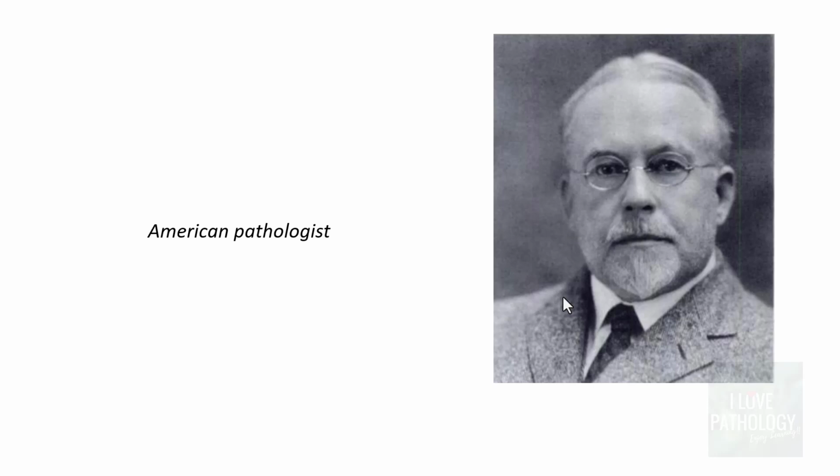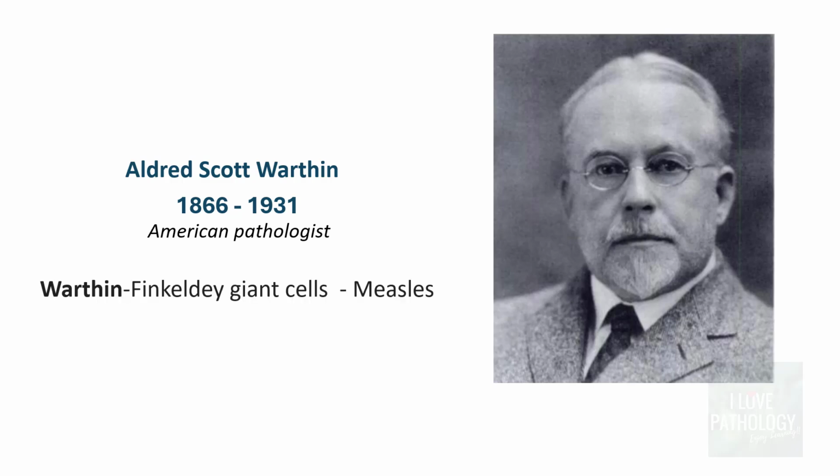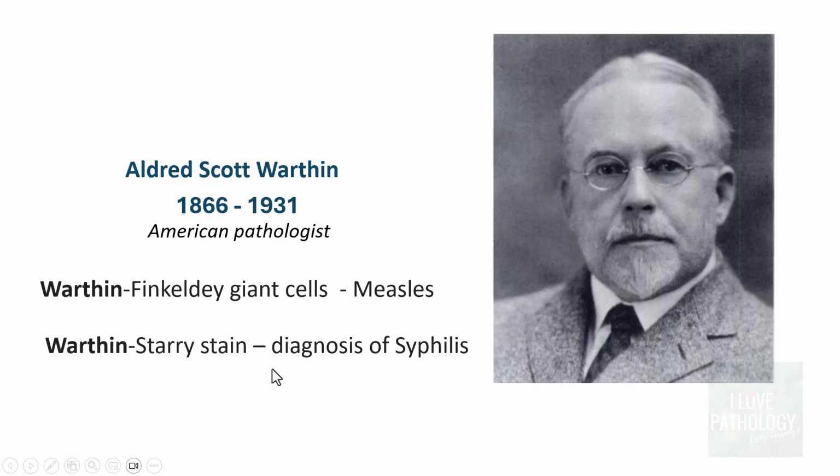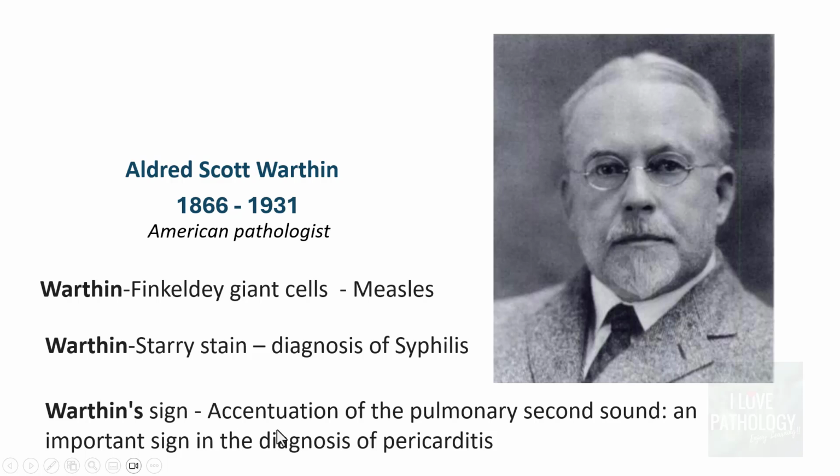So this Warthin tumor is named after this very famous American pathologist, Alfred Scott Warthin. It's not just Warthin tumor which is associated with his name. The other important lesions in pathology to which Warthin has contributed are Warthin-Finkeldey giant cells which you find in measles, Warthin-Starry stain, a very important stain in the diagnosis of syphilis, and thirdly Warthin sign, which is basically an accentuation of the pulmonary second sound, and that is an important sign in the diagnosis of pericarditis.